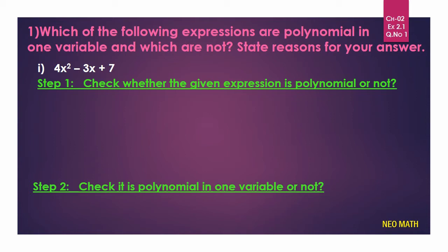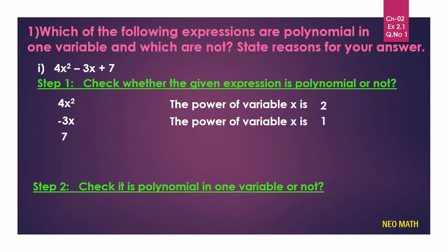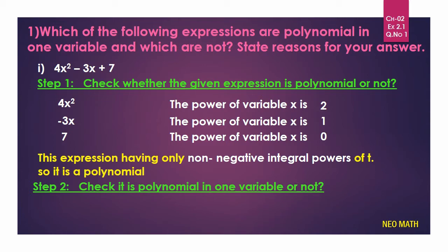Okay, first step 1, we have to check whether the given expression is polynomial or not. So if the powers of the variable are whole numbers, then it is a polynomial. Here we have three terms, 4x square, minus 3x and 7. The power of variable x in the first term is 2. The power of variable x in the second term is 1. The power of variable x in the third term is 0. So this expression has only non-negative integral powers of x, that is whole numbers. So it is a polynomial.